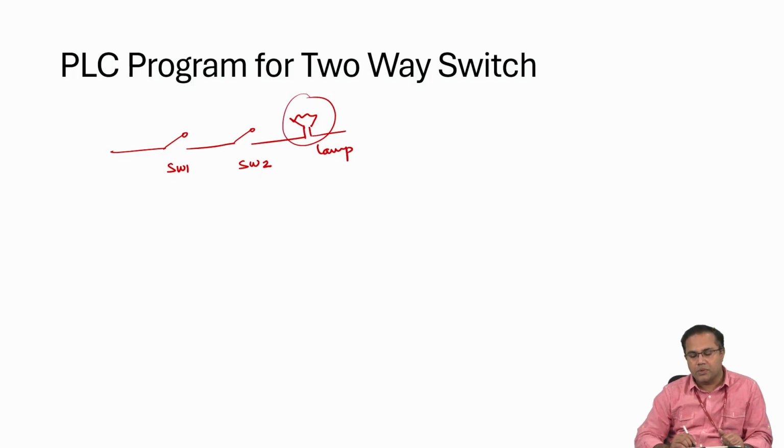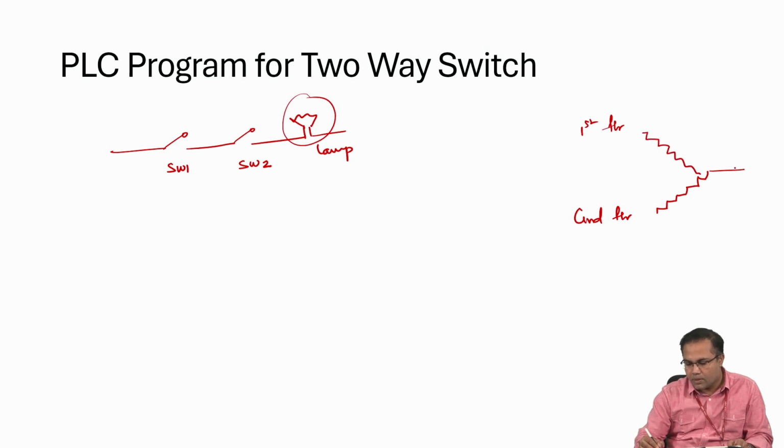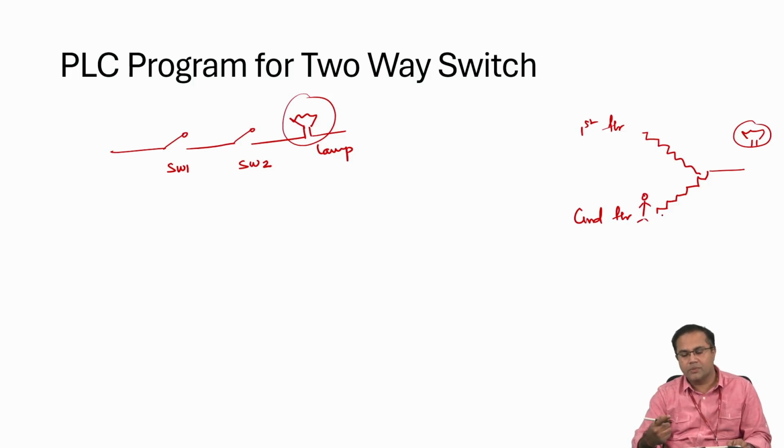Now where do we apply this two-way switch? I'll give you one example. Let's say there is a multi-story building. There is a ground floor and the first floor, and in between the ground floor and first floor there is a staircase. There is a lamp over here. A person who is taking the staircase from the ground floor to the first floor, or vice versa from the first floor to the ground floor, has to make use of this.